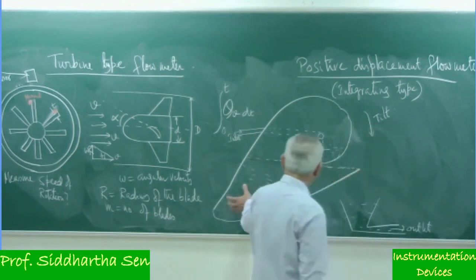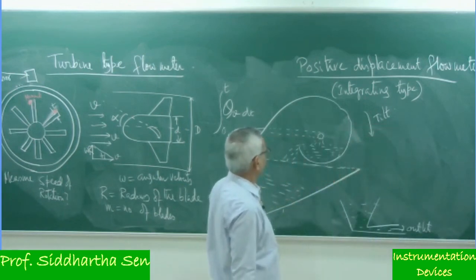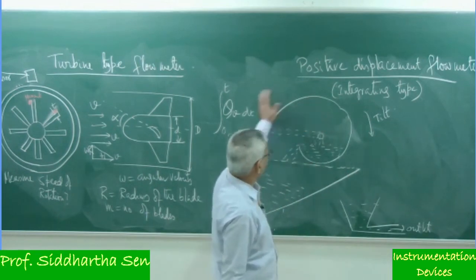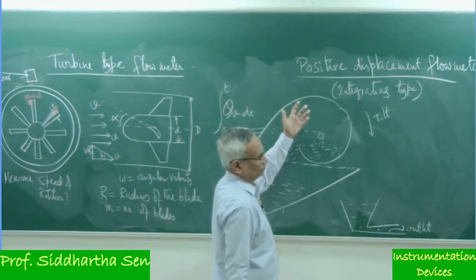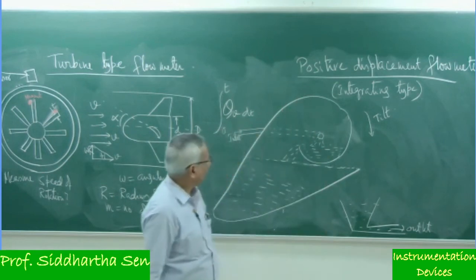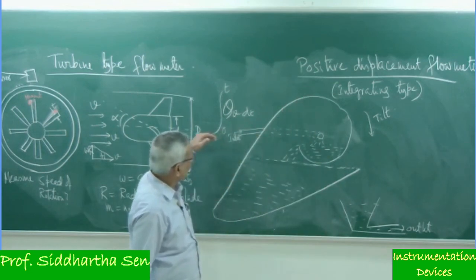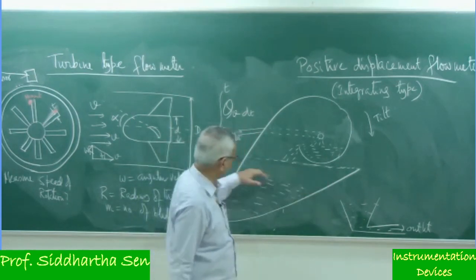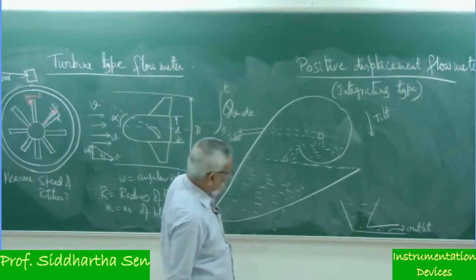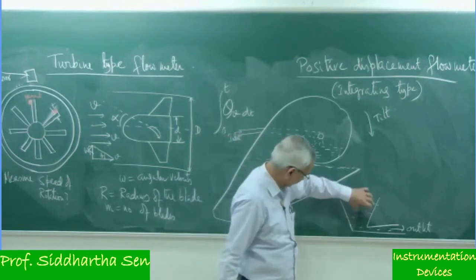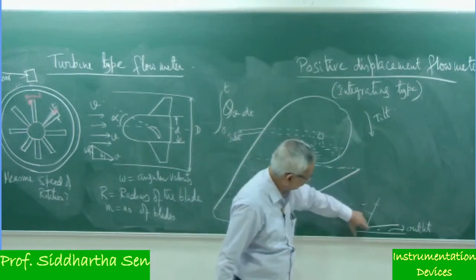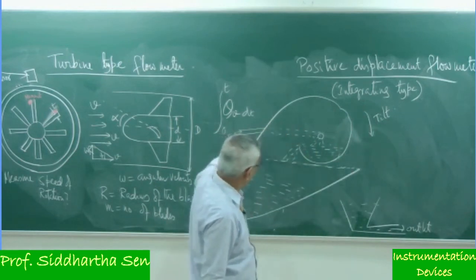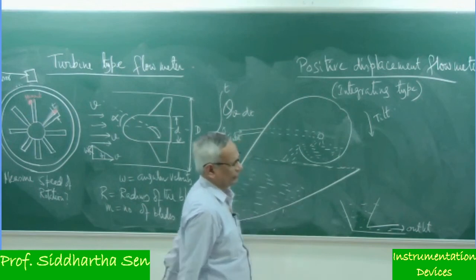And once it drains, it comes back to the original position. The CG comes back to the original position, and as a result it lifts up. So once the inlet is there, every time it reaches a certain level, it tilts, drains some liquid to the outlet channel, and again it is filled up, and it goes on like this.